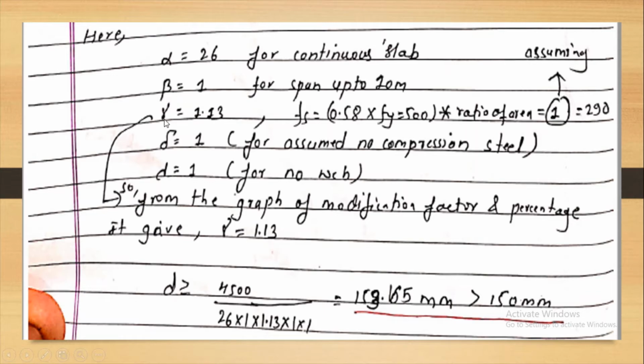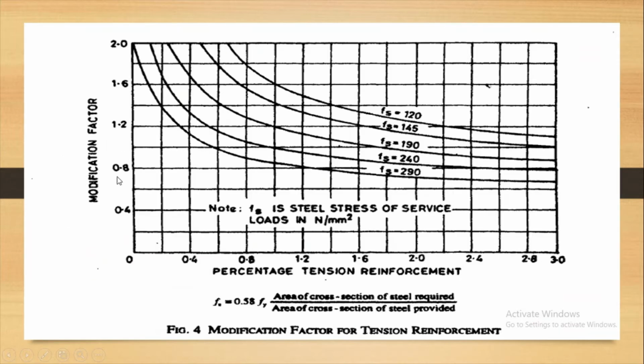For gamma, what we have to do is, we have assumed here 0.4% tension reinforcement, right? And for gamma, we have to calculate the Fs, which is the steel stress at service load in Newton per mm squared.